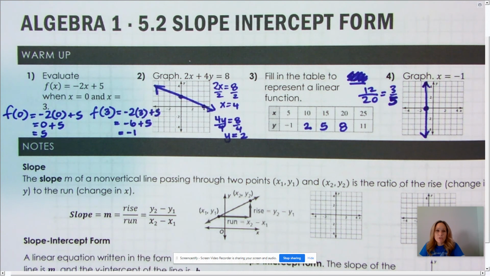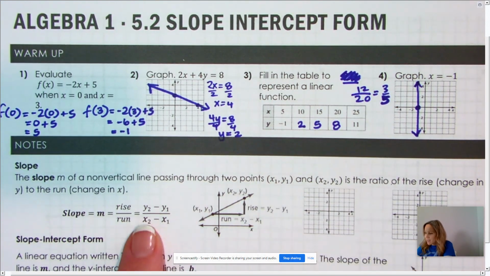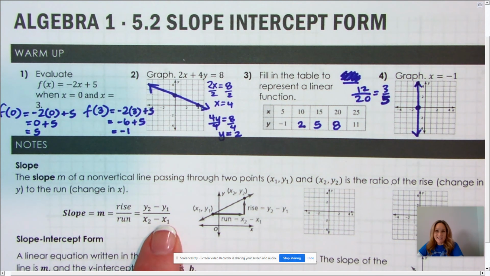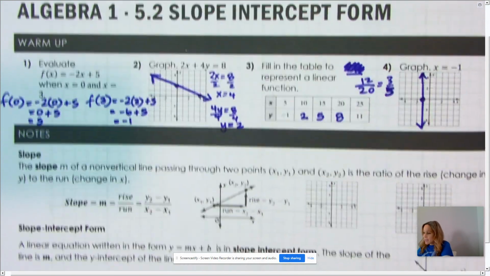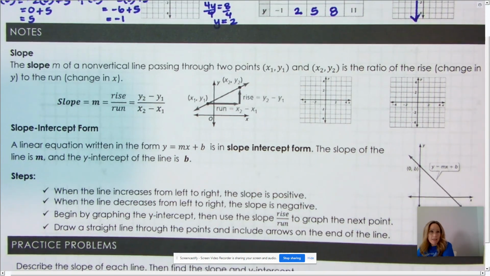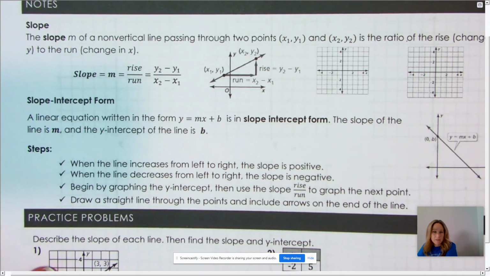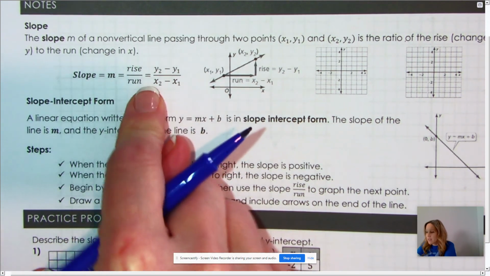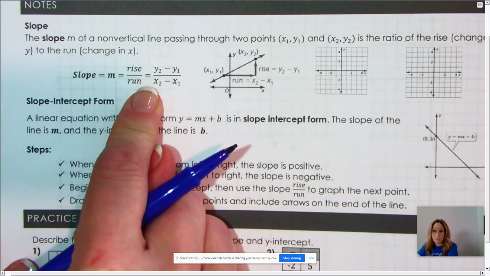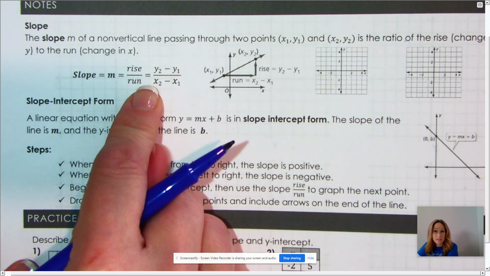Okay, we are going to go over the notes today. So this was kind of a little bit about what we're going to do today, looking at the slope and the change in y versus the change in x. So here we go. In our notes, the very first thing that you guys need to learn is what a slope is.